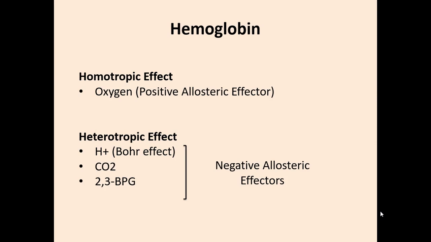Now, hemoglobin allosteric effectors are oxygen, which has a homotropic effect. Positive allosteric effector means it increases the affinity of hemoglobin towards oxygen. Heterotropic effectors, like proton ions, carbon dioxide, and 2,3-bisphosphoglycerate, are the negative allosteric effectors, meaning they decrease the affinity of hemoglobin towards oxygen.